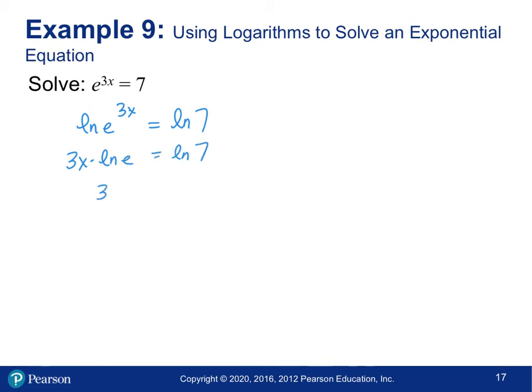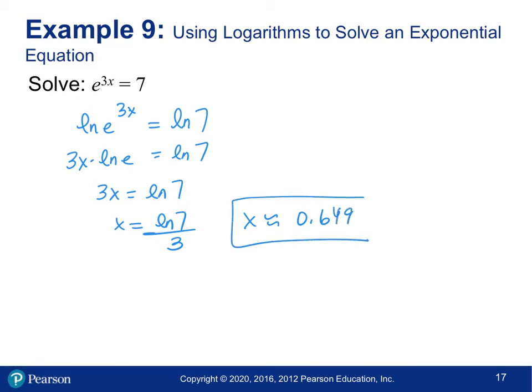Remember, ln e is 1, so that's just this. So that means x would be ln 7 divided by 3. And if you plug that in your calculator, I think you get 0.649. You can double check that for me and let me know if you don't get the same thing. It depends if they ask you for a decimal or the exact answer. The exact answer would be the first one, ln 7 divided by 3. The decimal approximation would be 0.649.